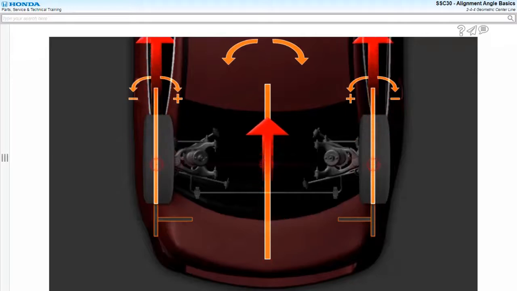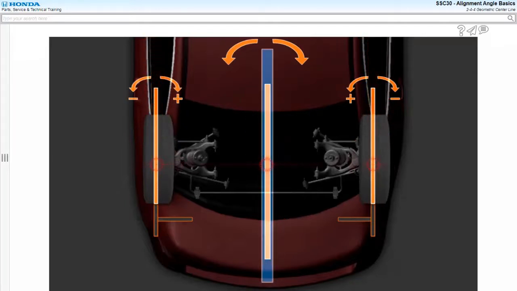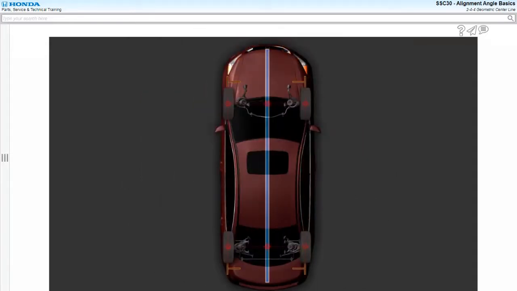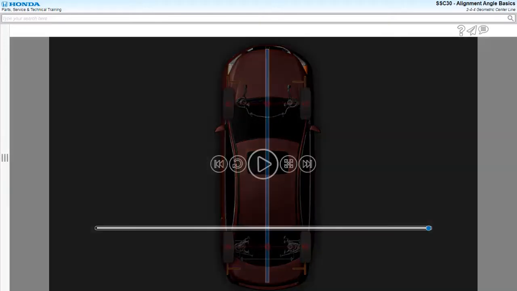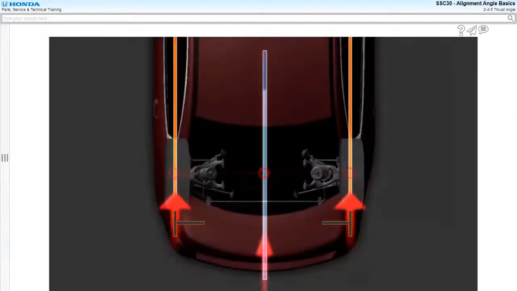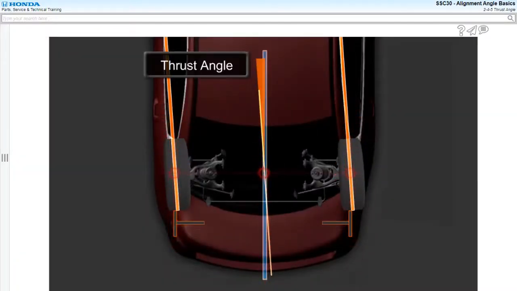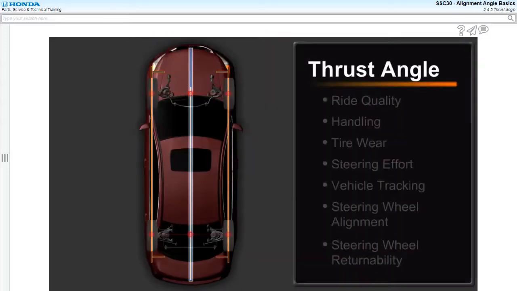In order to use the thrust line to calculate an alignment angle, we must measure it against a reference line. The line we use for that reference is the geometric center line. The geometric center line is a line drawn between the center points of both the front and rear wheels of the vehicle. By measuring the angle between the thrust line and the geometric center line, we come up with the thrust angle. Thrust angle is important because it has an effect on vehicle tracking and steering wheel alignment.